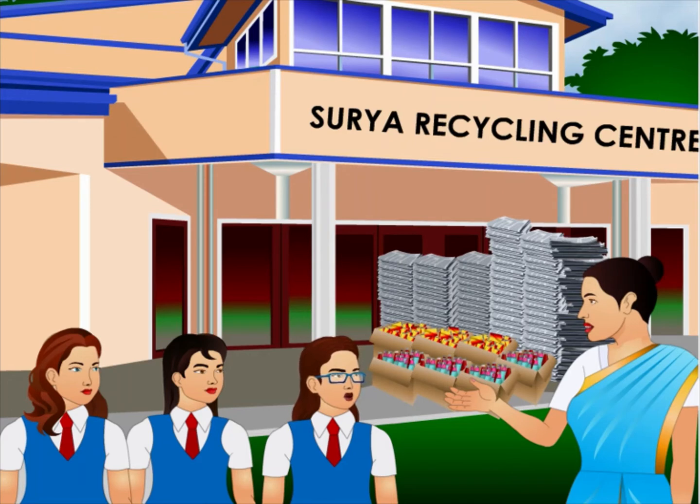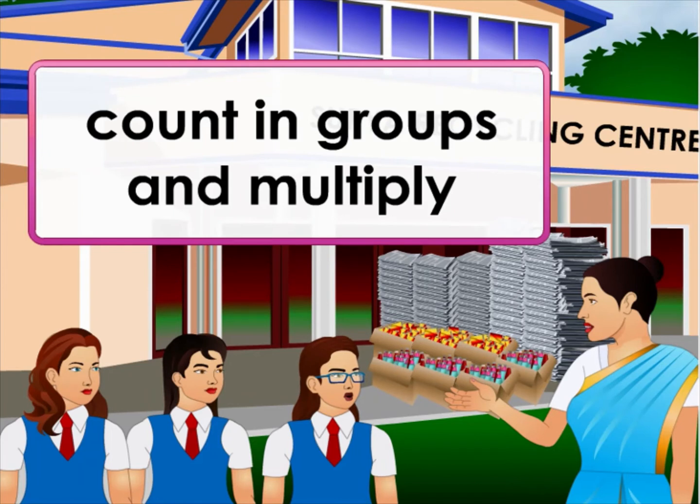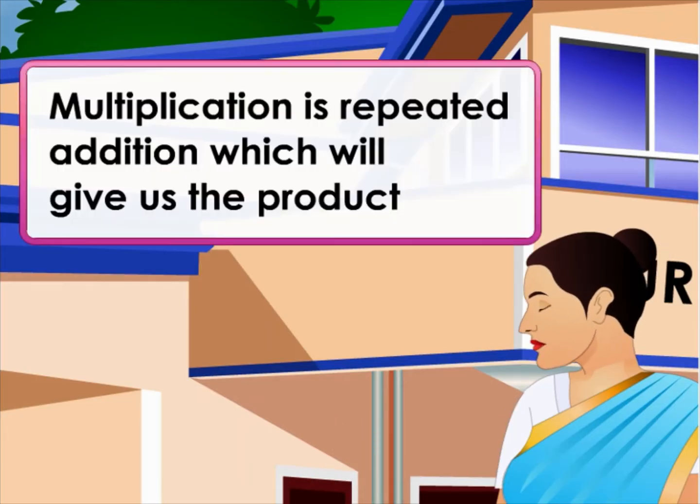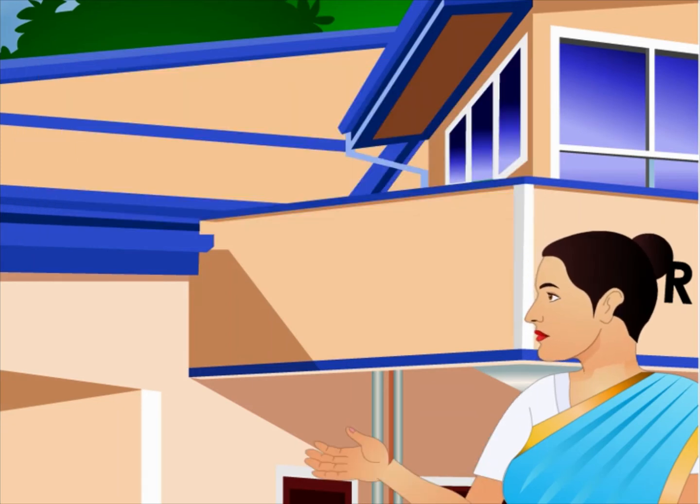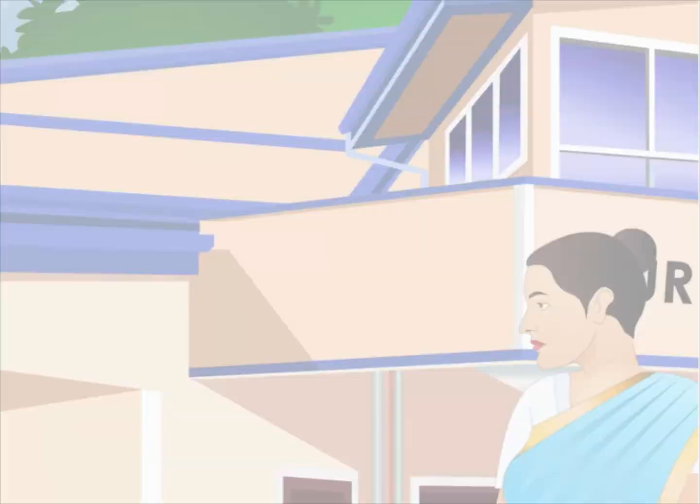Yes, teacher. I think I know how to solve this problem. We can put the items that we want to count in groups and multiply, so we don't have to count one by one. Very good. You're right. Multiplication is repeated addition, which will give us the product. Now let's see what we can do about these mountains.